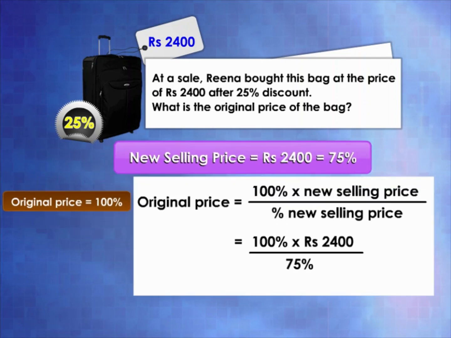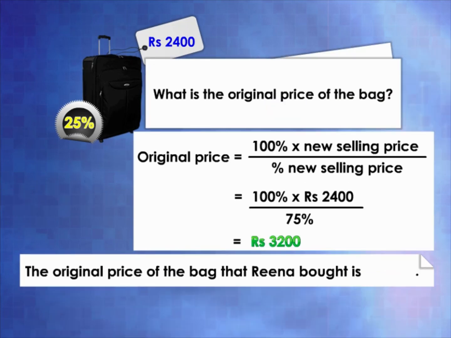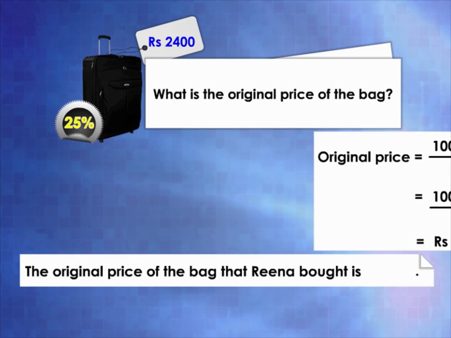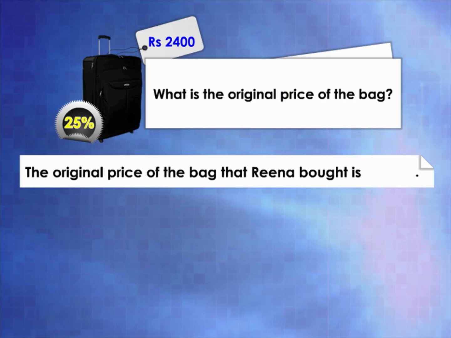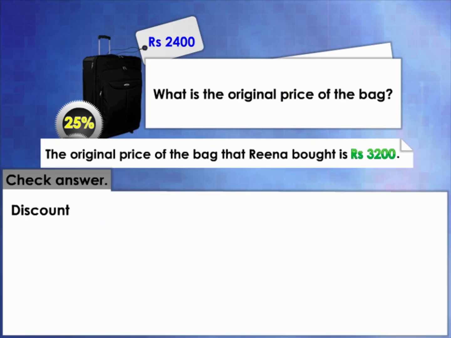Multiply 100% by 2,400 rupees and divide by 75%. What is the answer? Yes, the answer is 3,200 rupees. So the original price of the bag that Reena bought is 3,200 rupees. How can we confirm that this original price is correct? Yes, we can find the value of the 25% discount of the original price. 25% equals 1 quarter. 1 quarter of 3,200 rupees equals 800 rupees.